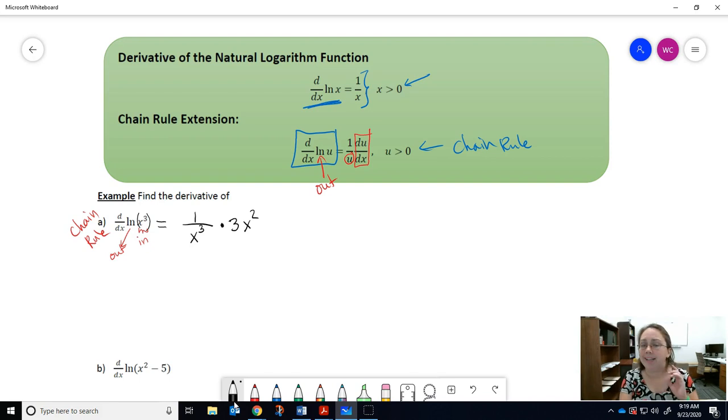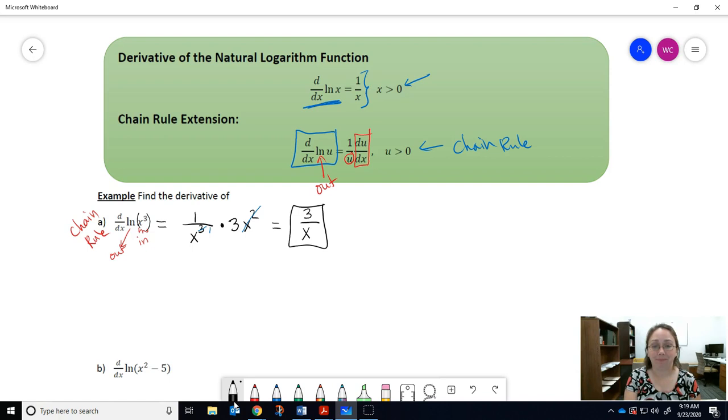Are you done? Not in this case. Look what you can do. You have x's on top and bottom, so you can reduce. Cancel x squared from the top, cancel x squared from the bottom. So on top, you're only left with a 3, and on the bottom, an x.